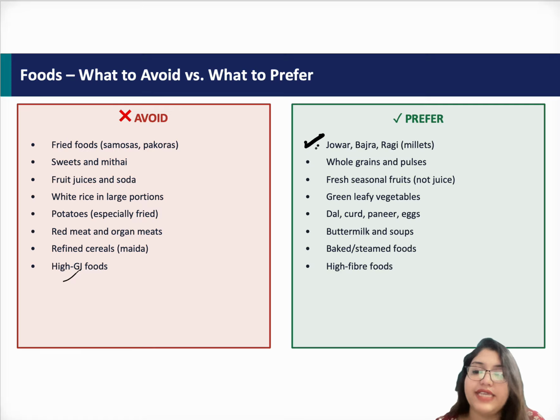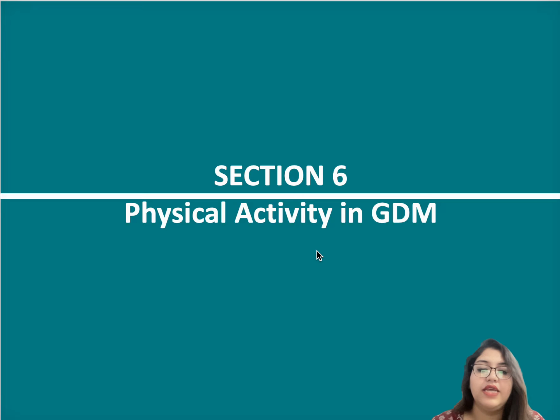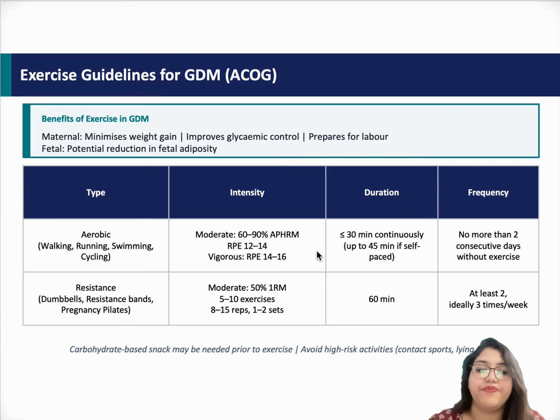You should advise them to have jowar, bajra, ragi, whole grains and pulses, fresh seasonal fruits, green leafy vegetables, dal, curd, paneer, eggs, buttermilk and soup, baked, steamed food, high fiber food. Then physical activity in GDM. The benefits of exercise are that maternally it minimizes weight gain, improves glycemic control, prepares for labor, and there is potential reduction in fetal adiposity.